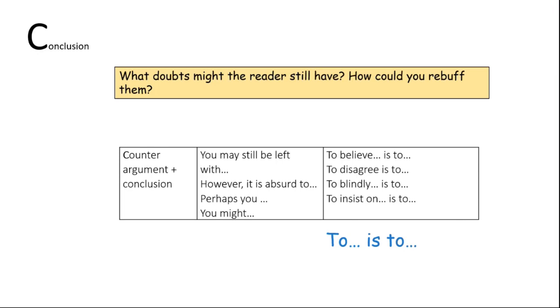For example, to blindly scroll on is to lose yourself in the abyss. The to is to finisher is a one sentence paragraph. You fill in the blanks. For example, to watch this is to do well. I've just filled in the spaces, literally. That's all I've done. So to blindly scroll on is to lose yourself in the abyss.